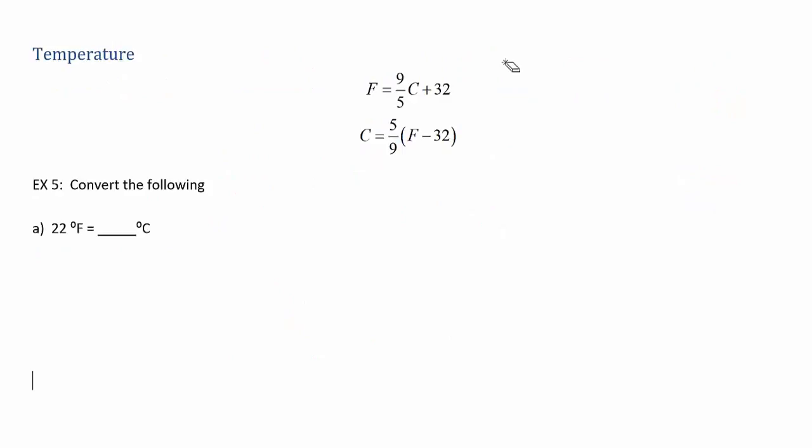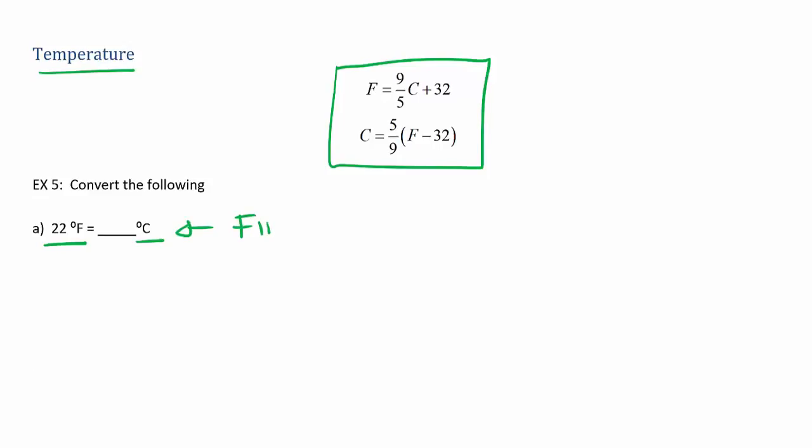Now there's one last type of conversion I want to show you, and that's temperature units. The units are Fahrenheit and Celsius. And with temperature, we actually have formulas. We use formulas to do the conversion. So if I want to go from 22 degrees Fahrenheit into degrees Celsius, I'm trying to find degrees Celsius, or find C. So I'm going to use this bottom equation. This is the one that's solved for C. C equals. So I'm going to plug 22 in for F.